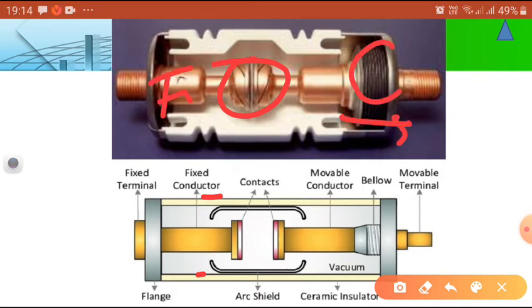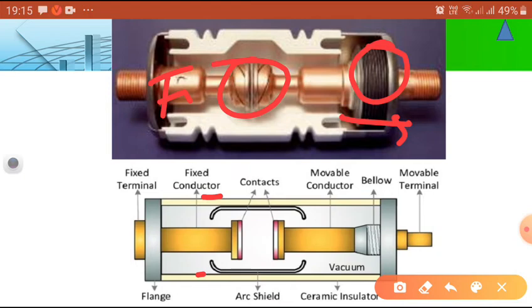For that purpose we are going to use a stainless steel flexible conductor. The moving contact is connected with metallic bellows which are made up of stainless steel material. These bellows are used to move the moving member up and down, and a spring mechanism is connected with the bellows to operate them in a systematic way whenever required.